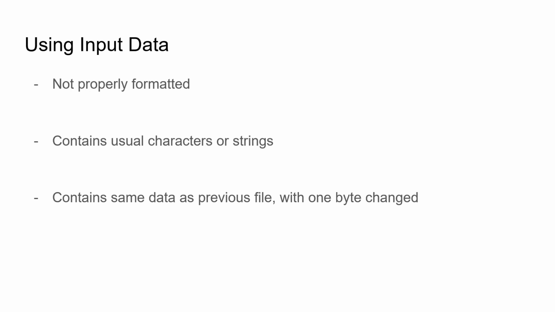If it contains unusual characters or strings, so if it contains string termination characters, max integer, minimum integer, things like that, or if it contains the same data as previous files. If we're running this somewhere and we can save the file and analyze it against previous ones, and 1 bit is changed or 1 byte is changed, that might be an indication of fuzzing.